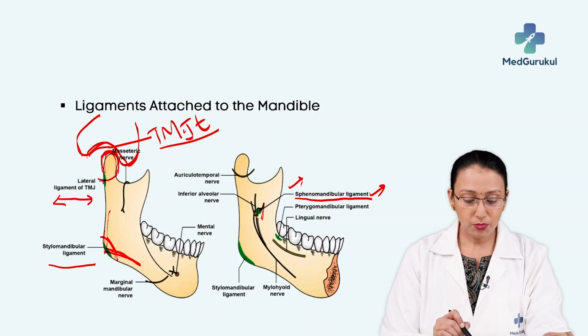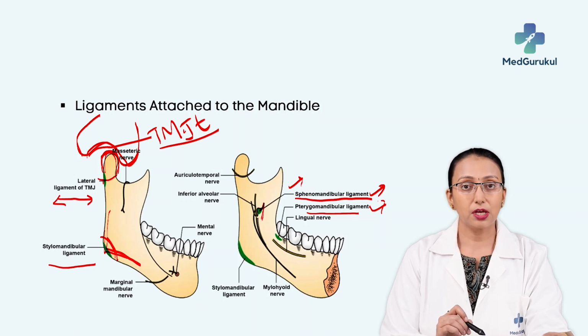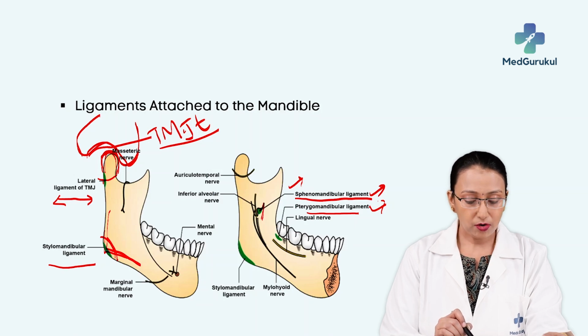Then we have one more ligament called the pterygomandibular ligament. It runs from the pterygoid process of the sphenoid bone, seen along the norma basalis of the skull, to the mandible behind the third molar tooth along the inner surface. So we have the attachment of the pterygomandibular ligament.